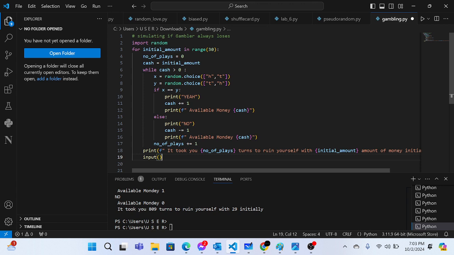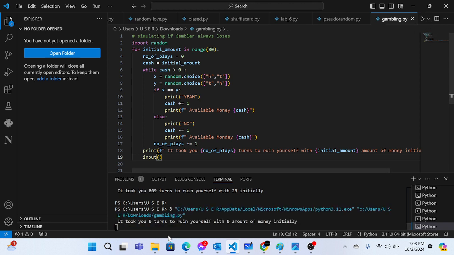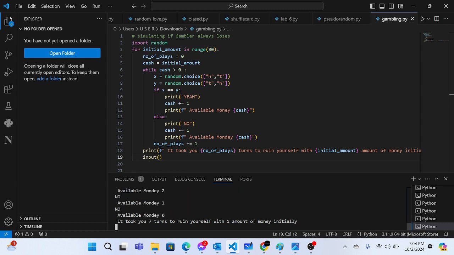So let's simulate this and see whether, for amounts up to 30, he always loses or not. Let's see that. Okay, he took 0 turns to ruin himself with 0 amount of money. That's true. If the amount is 0, of course, he is ruined in the first step itself. Now, second, it took 7 turns to ruin himself with 1 amount of money.